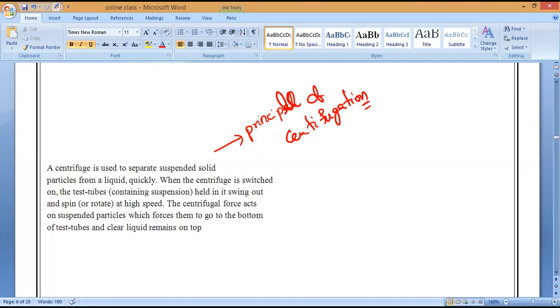So what is the working principle of this? Spinning. Understand, everybody? Yes, please. Write it. That is the principle. All should learn that.